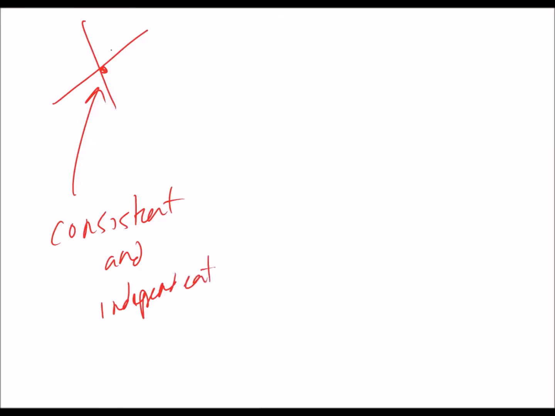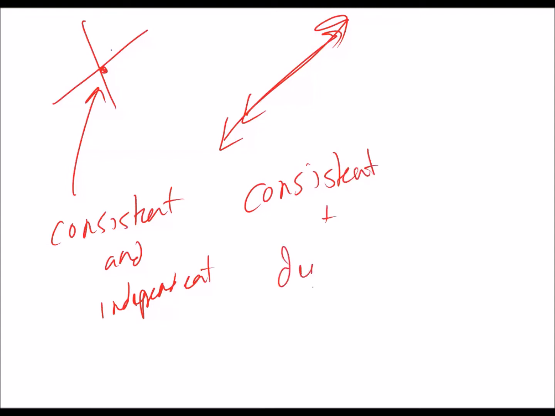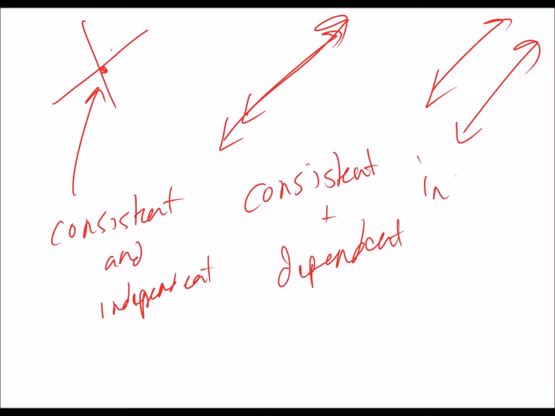They can intersect an infinite number of times if it's the same line twice, and then we say they're consistent. Consistent just means there's an answer. And dependent. And there's also when there's no solution, when they're parallel, like this, and that's when we just say they're inconsistent.